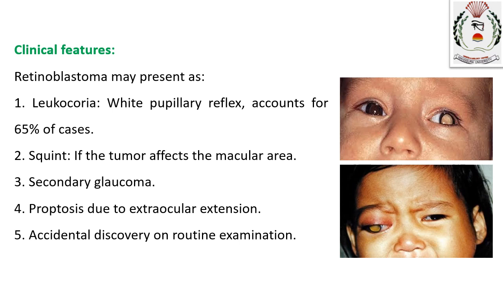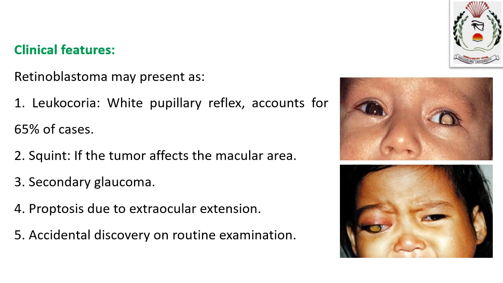Here the child can present with one of these presentations. It may present with leukocoria, a white pupillary reflex, in 65% of cases. It may present with squint. If the tumor is affecting the macular area and the vision is very poor, there is amblyopia and squint of the affected eye. The parents here may come to you complaining of squint, not leukocoria.